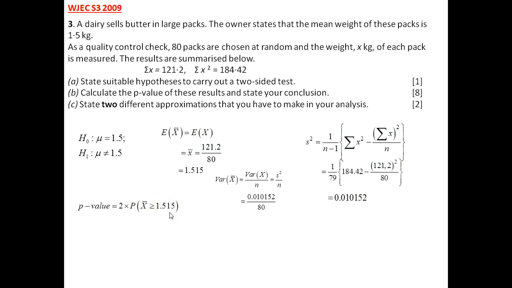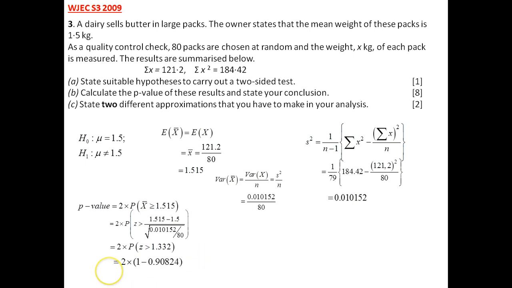We need to know, is that different enough from 1.5 to say that we're significantly different, that we have made a difference. So we change that into z. Take away the mean of what we want to test, divided by the square root of the variance of the sample, and we get z is greater than 1.332. We want twice that probability.